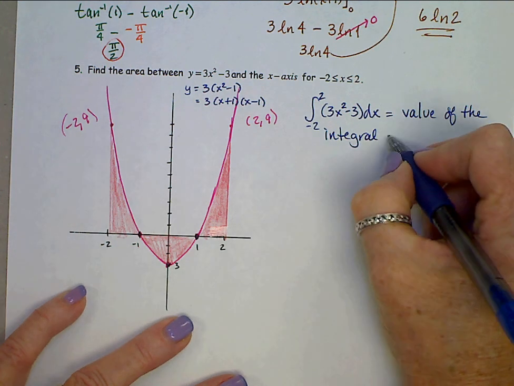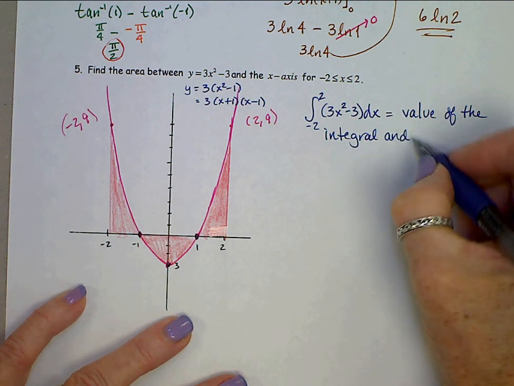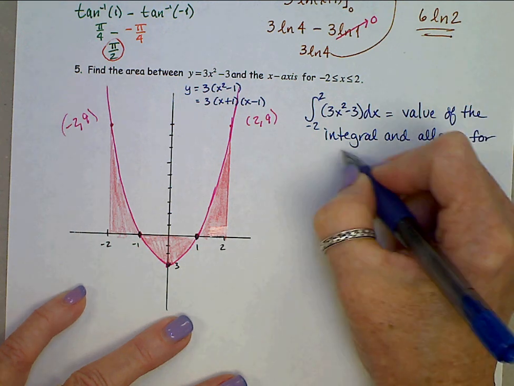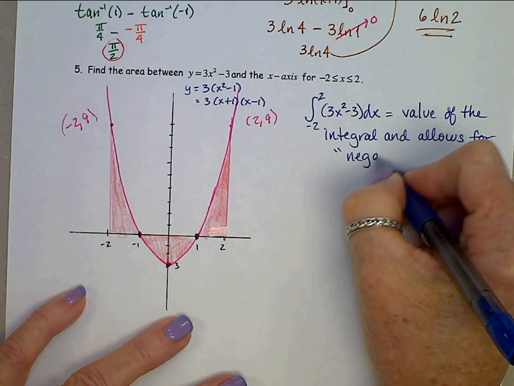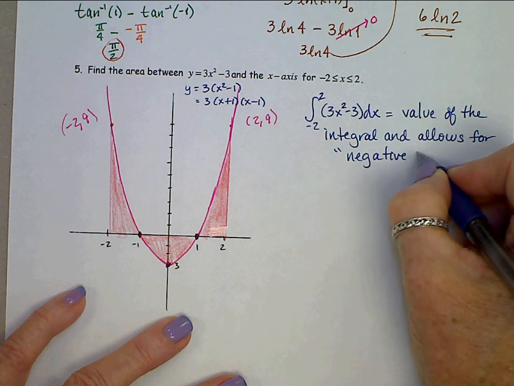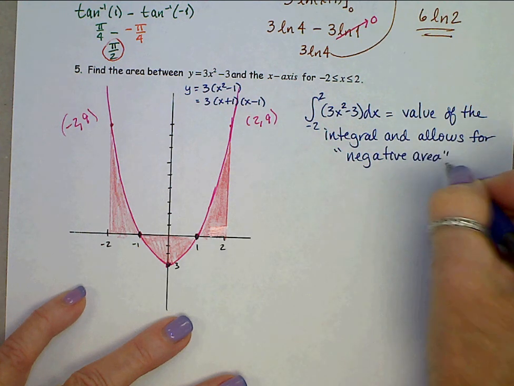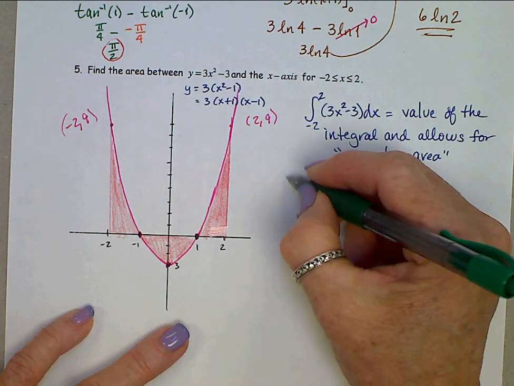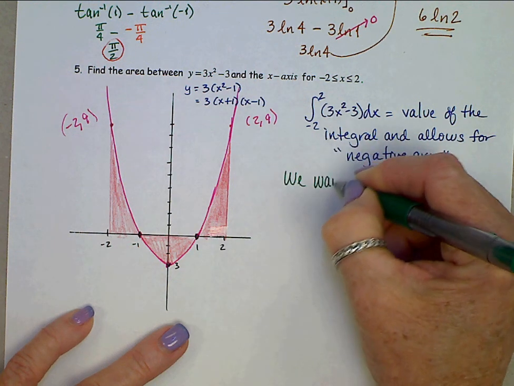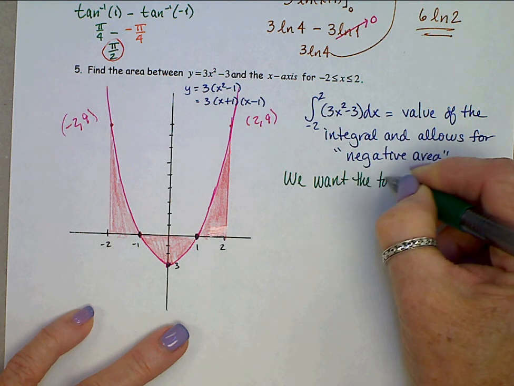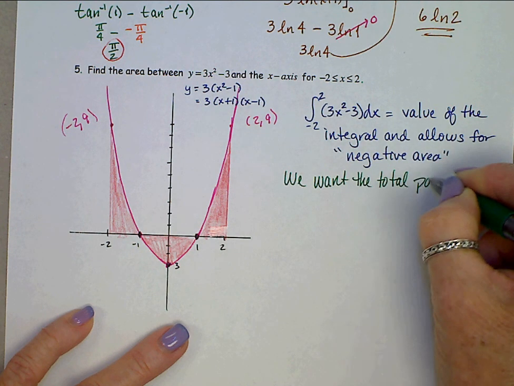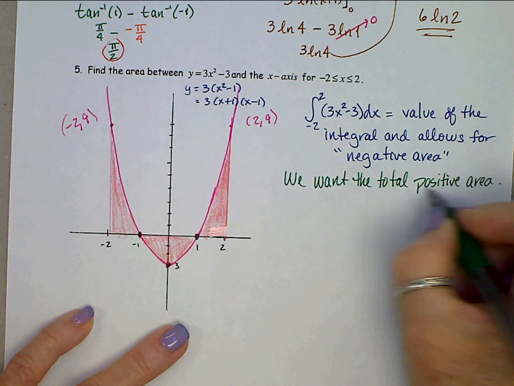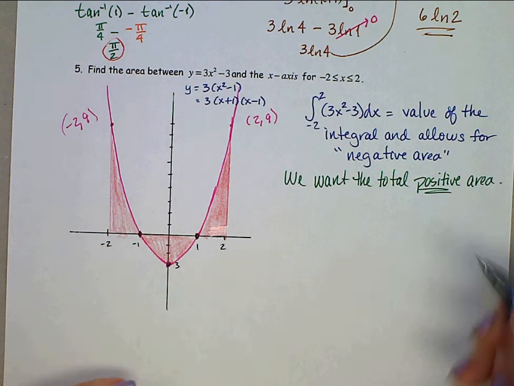And it allows for negative area. We want the total positive area. So everything has to be positive.